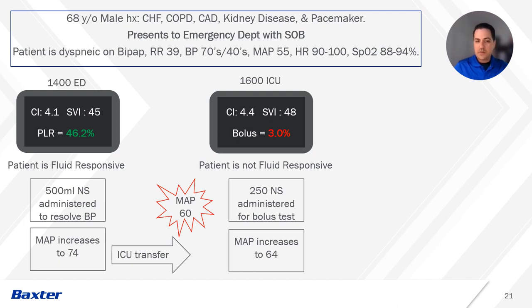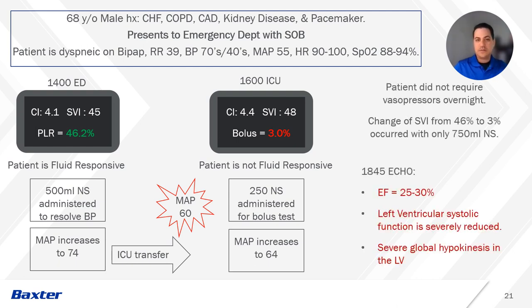But the MAP did go up to about 64. So 3% is not 0, it went up a little bit. We did give the patient volume, it just wasn't internal from a passive leg raise this time. So it made their MAP go up slightly. The MAP was 64, the staff was okay with this, and they just left it there.